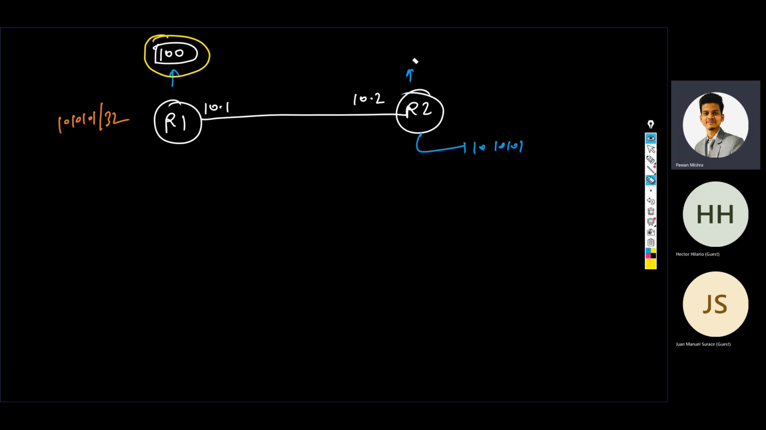Superb. And let's say if I'm using the same AS here, that is 100. In this case, it will show the AD value 200. 200. Superb.